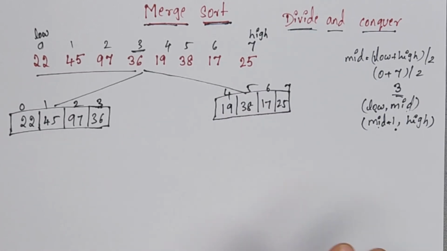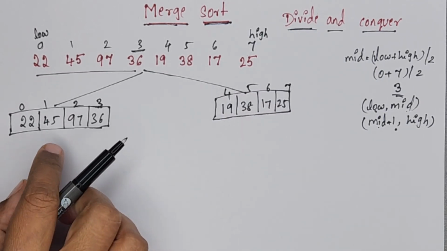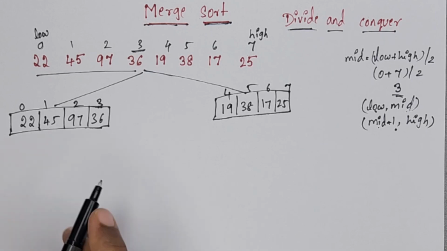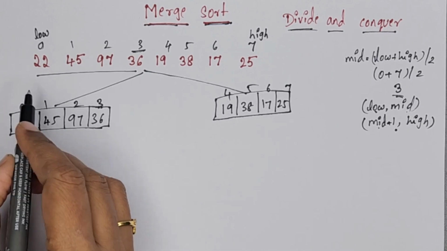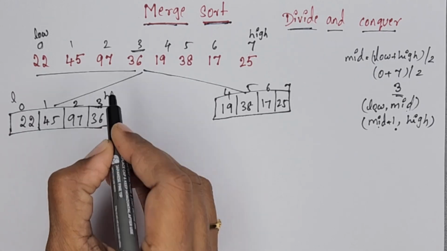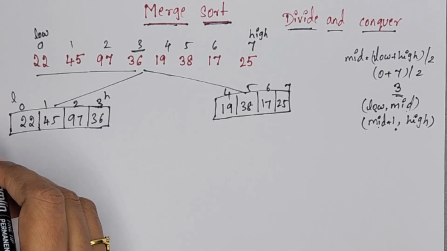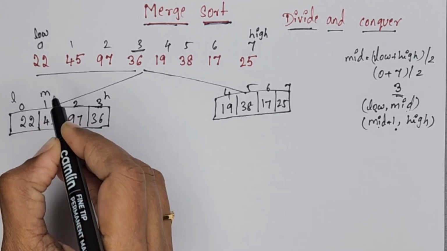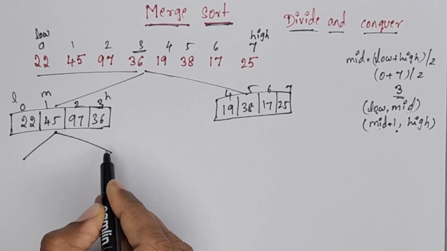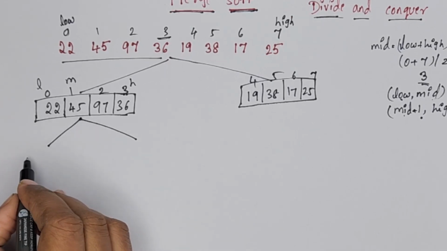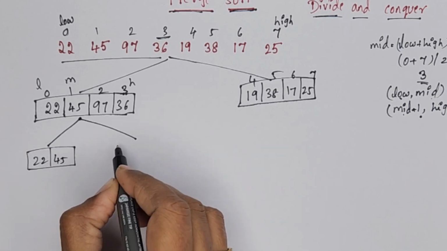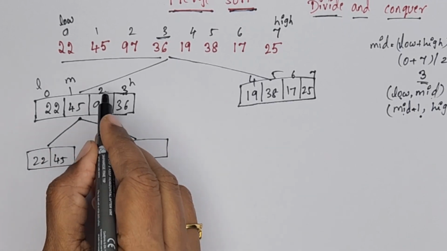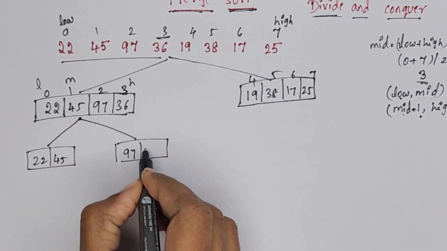Now, again we have to divide this array into two sub-arrays. In this array, the low value is 0 and the high value is 3. So, 0 plus 3 by 2 is 1. So, this is mid. In one array, we store the low to mid elements, that means 22 and 45. And mid plus 1 to high means 97 and 36.